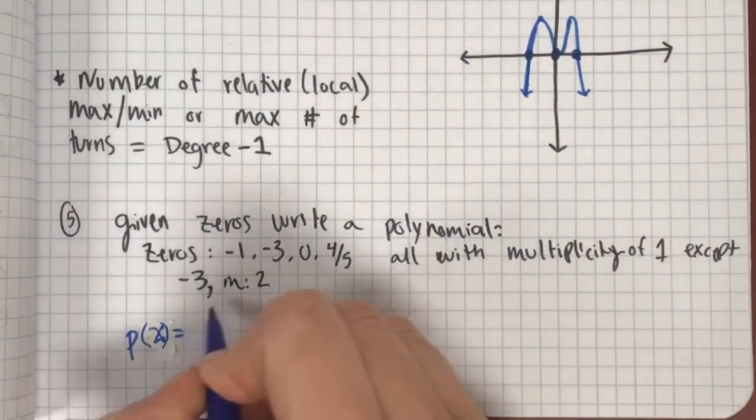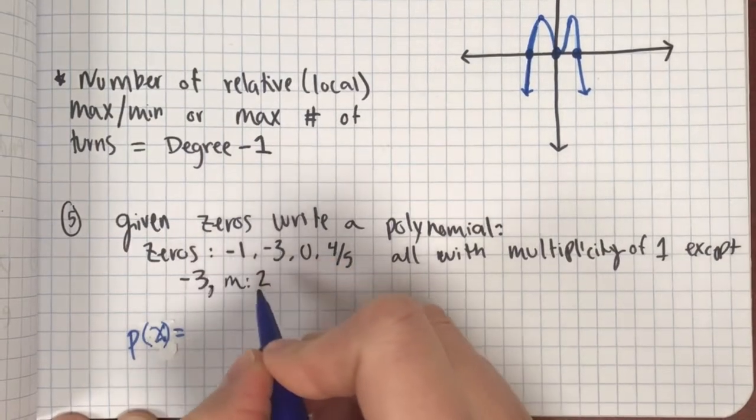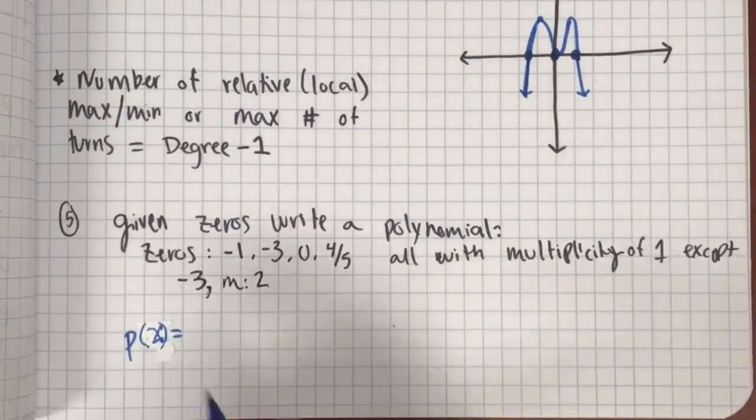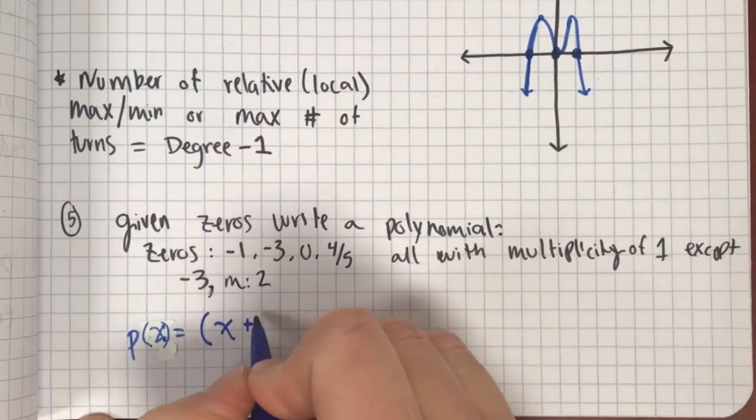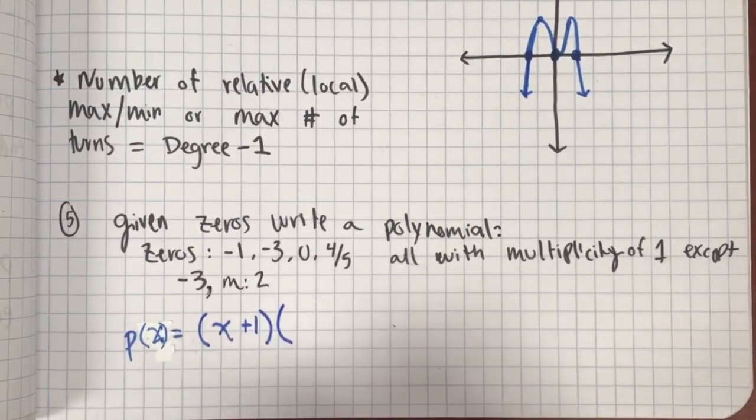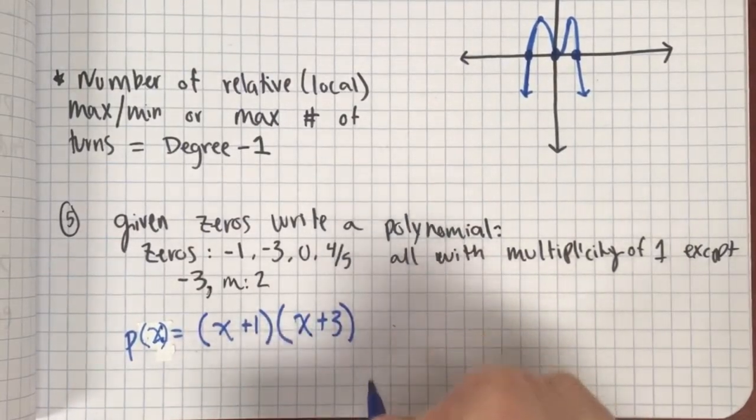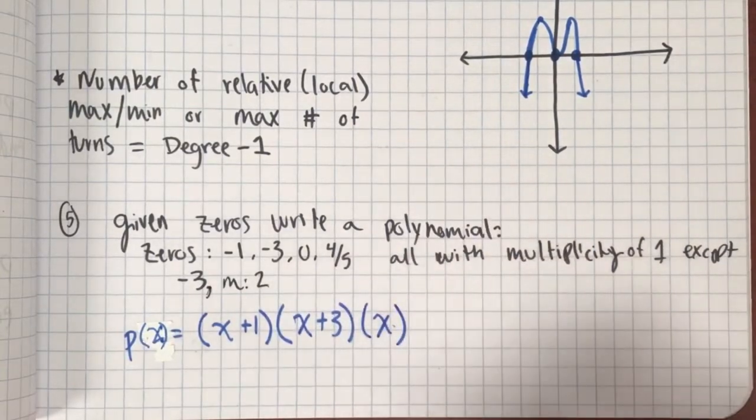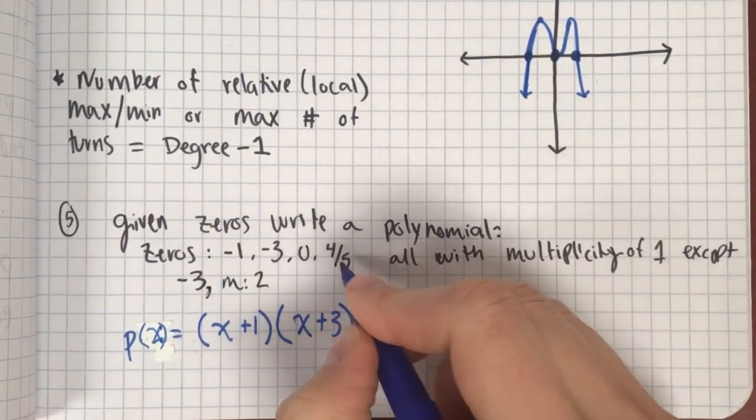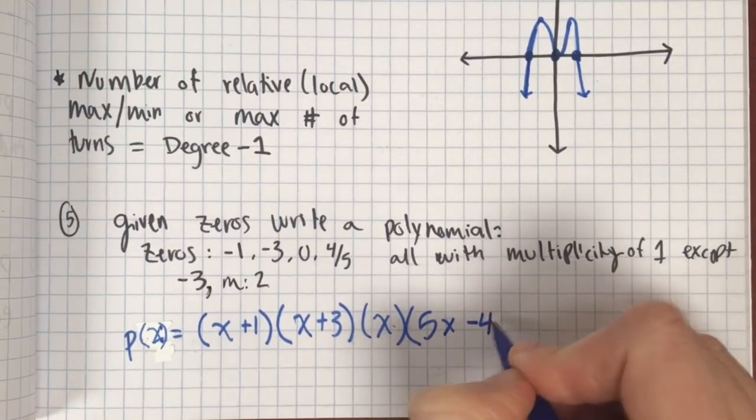All right, so it's just the opposites of these, because remember, to find these, I would put x plus or minus something equals 0. So to get negative 1, that'd be x plus 1. To get a negative 3, x plus 3. To get a 0, that would just be x. To get 4/5, that's a little more tricky, but it's 5x minus 4.